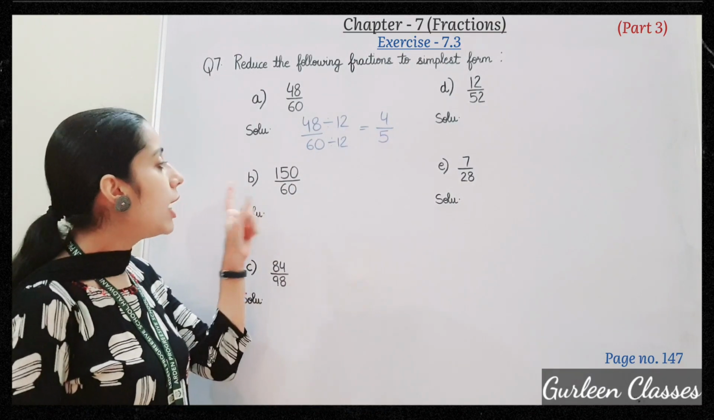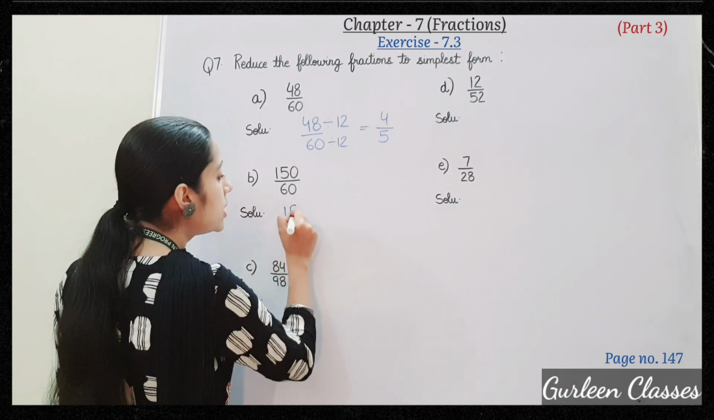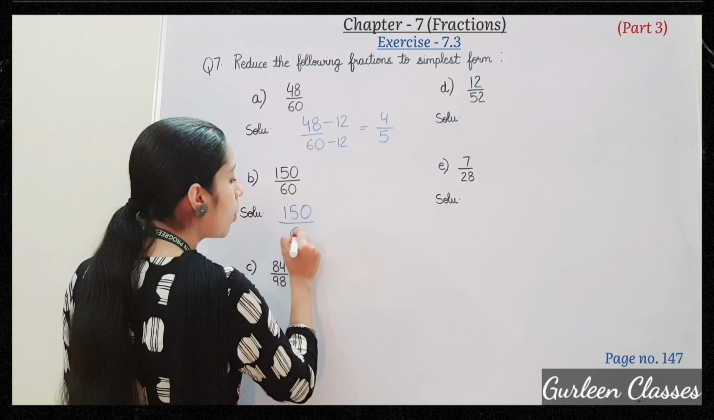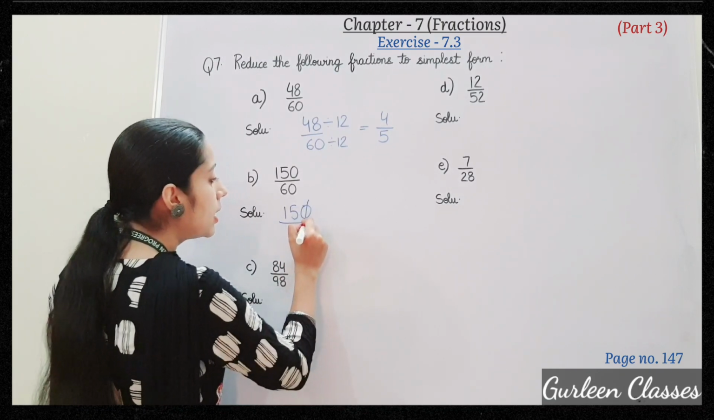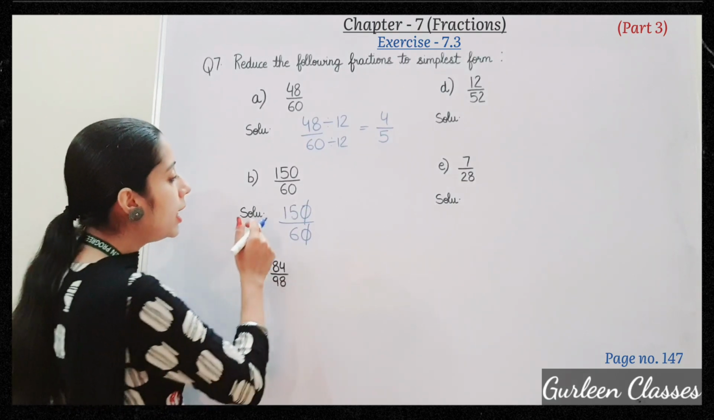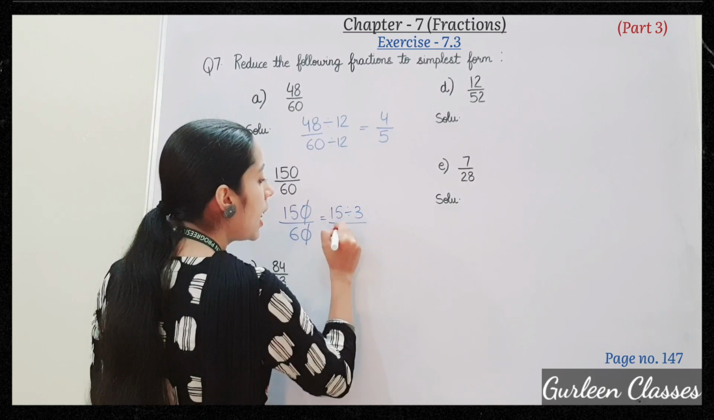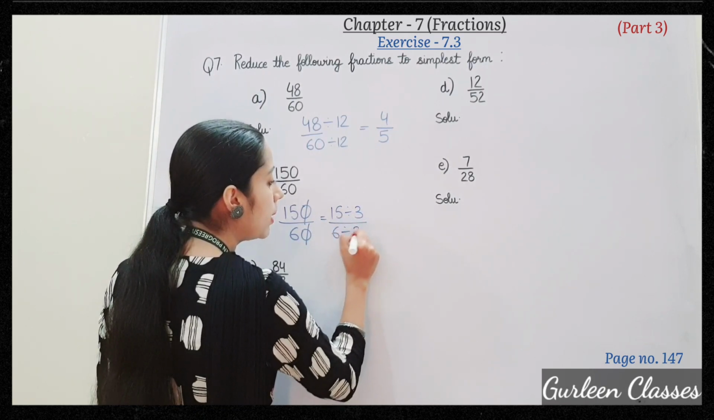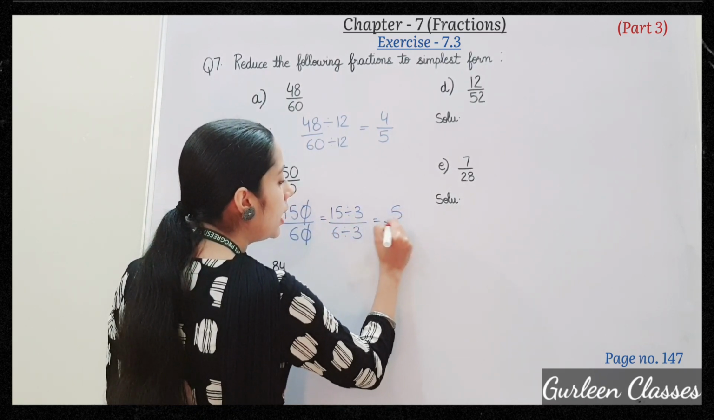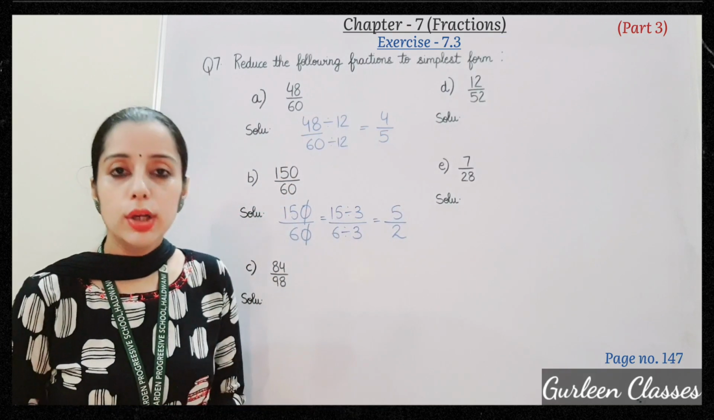B bar, 150 upon 60. First step, you can remove the 0 0. 150 upon 60, 0 0 cancel. So 15 upon 6. We all know the 3 table. It will be divided by 3. 15 divided by 3 and 6 divided by 3. 3 5s are 15, 3 2s are 6. The fraction is 5 upon 2.